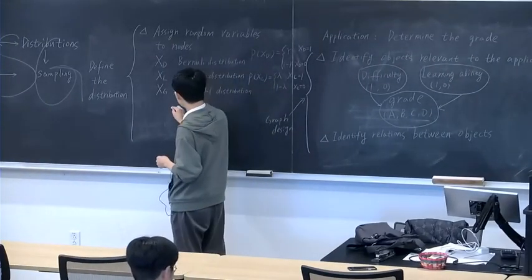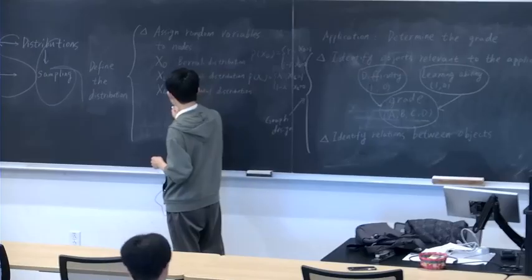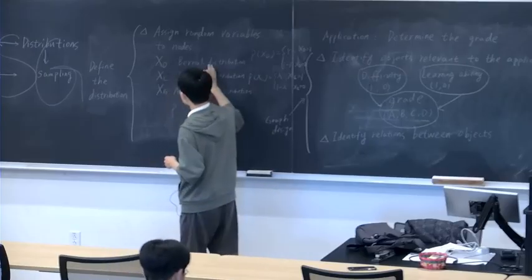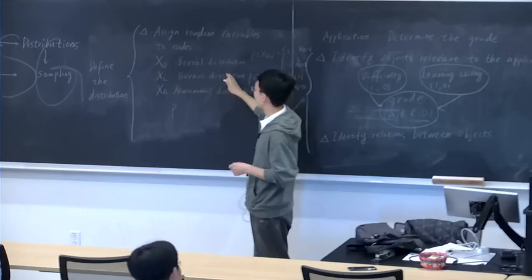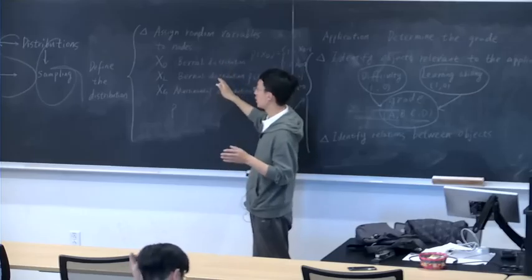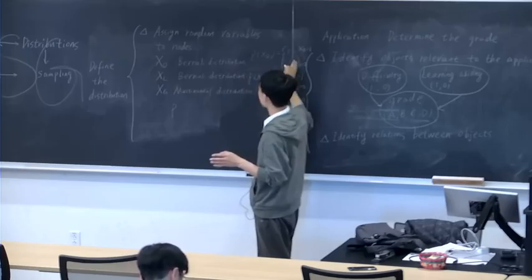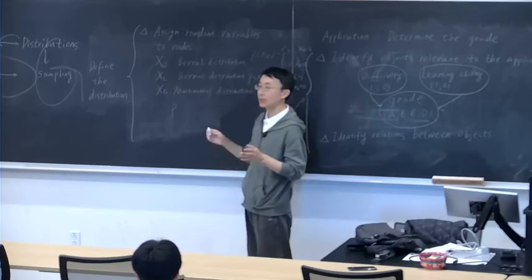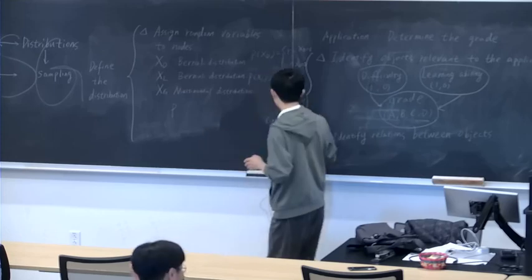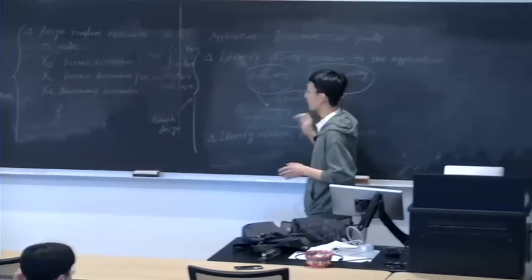A multinomial distribution is an extension of the Bernoulli distribution. In the Bernoulli distribution, it is a binary variable. You have 2 choices, either 1 or 0. And in the multinomial distribution, you have multiple choices. Here we have 4 choices, A, B, C, D.